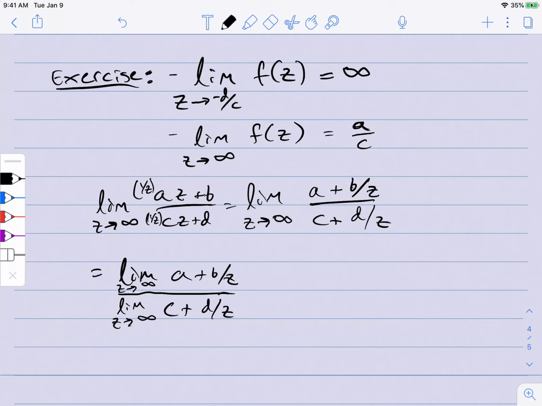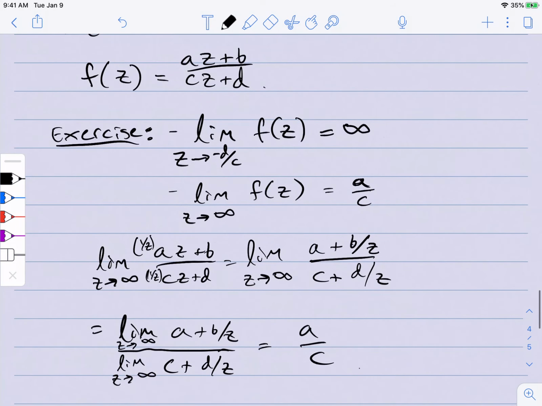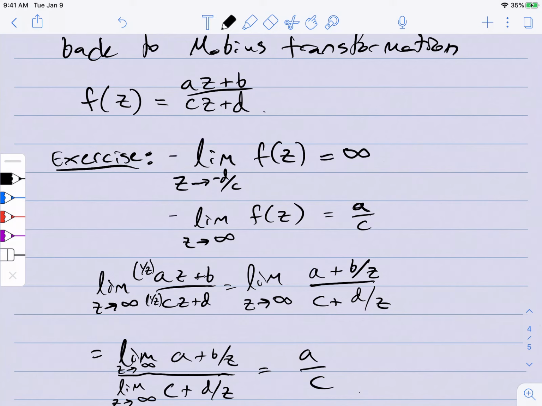But what's happening here? Well, b is a constant, so as the modulus of z gets really large, the modulus of b over z gets really small. So this expression I've circled goes to 0. And similarly with d over z, and so we just get a over c. Okay, and so what this means, remember, the function f, negative d over c wasn't in the domain, and a over c wasn't in the image of this function. But if we also allow the point infinity, so if we think of this function on the extended complex plane, then we can also talk about these two points.